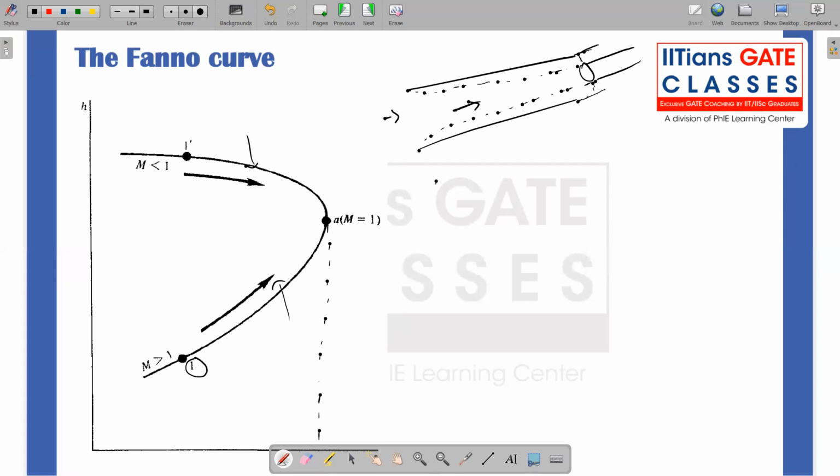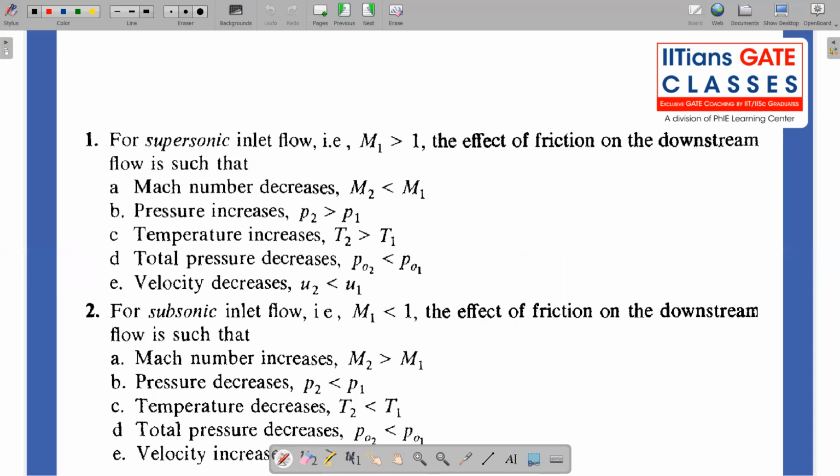Okay, so this is all about flow with friction. Similarly, you can work out the other property changes across the duct with friction. Similarly, what we have seen in the effect of heat addition, here also you can make those things out. So see, the Mach number changes with the increase in friction, or the increase in the duct length. That means the increase in overall friction.